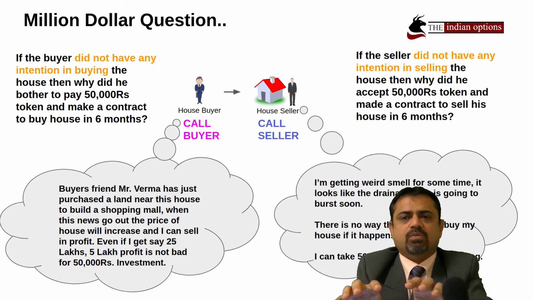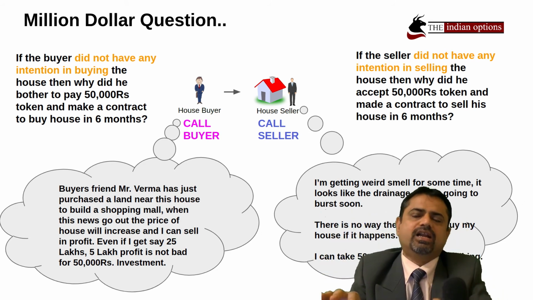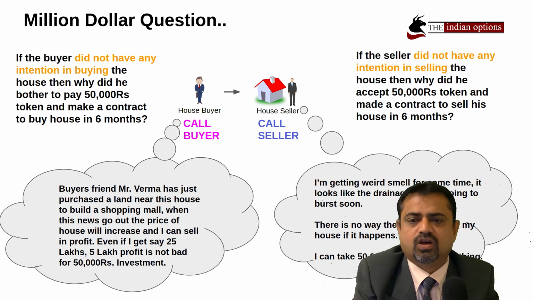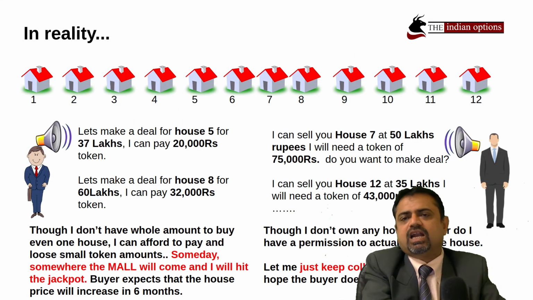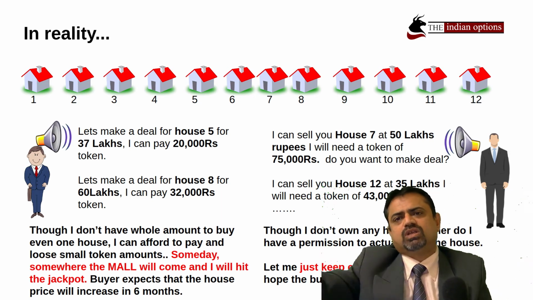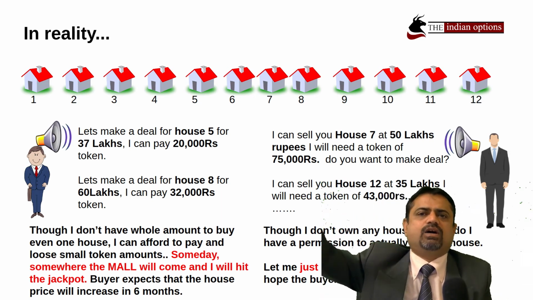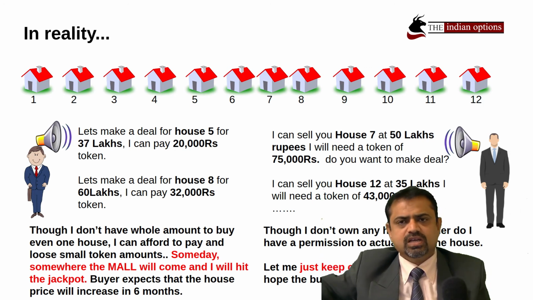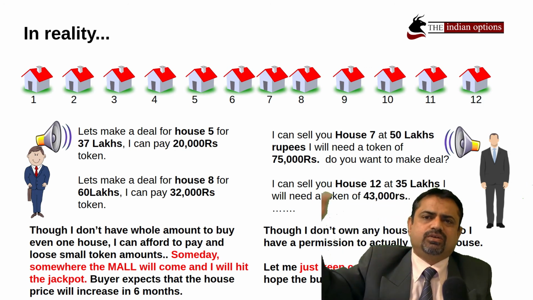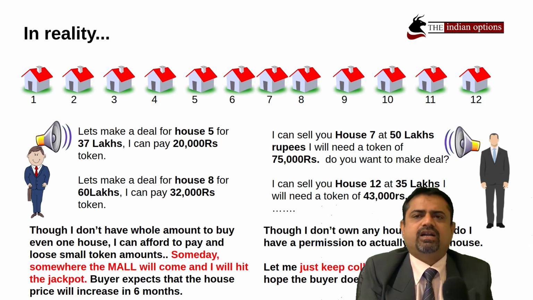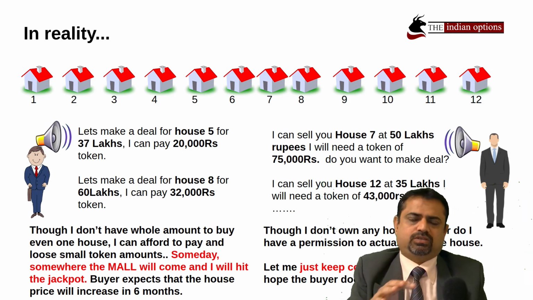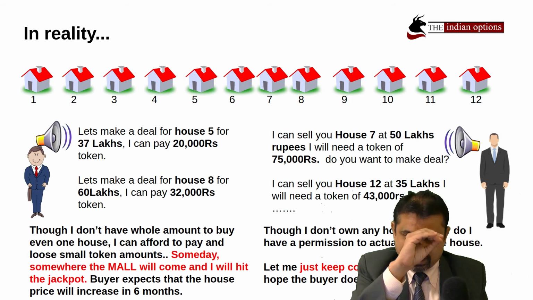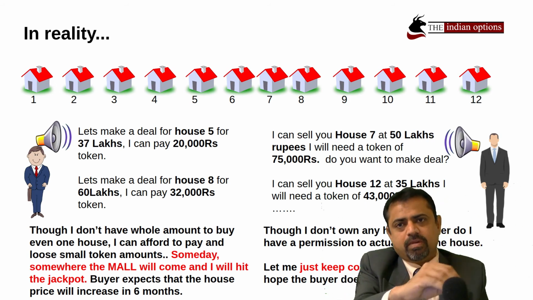Now we are talking about what the seller is thinking, what the buyer is thinking, and this is all about options. Now in reality, imagine that there are 12 houses, or maybe 1,000 houses, or 2,000 houses, or 1 lakh houses. Don't worry about how many houses. There are millions and millions of houses. Now what this buyer does is, the buyer doesn't have money to buy even a single house. He has no intention of buying the house.